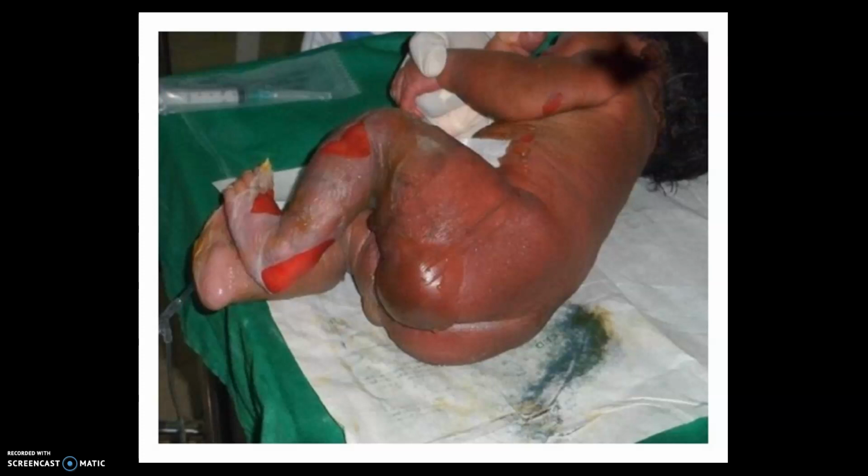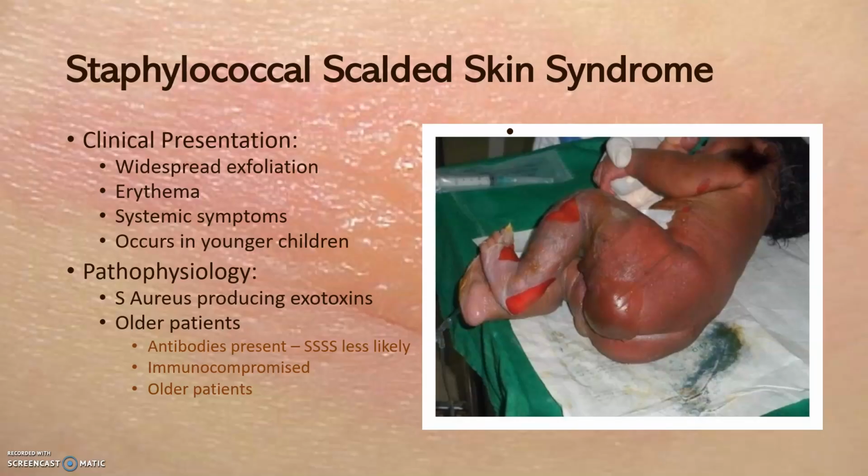Pause the video and have a look at this picture. See if you can figure out what's going on here. So this is Staphylococcal scalded skin syndrome.